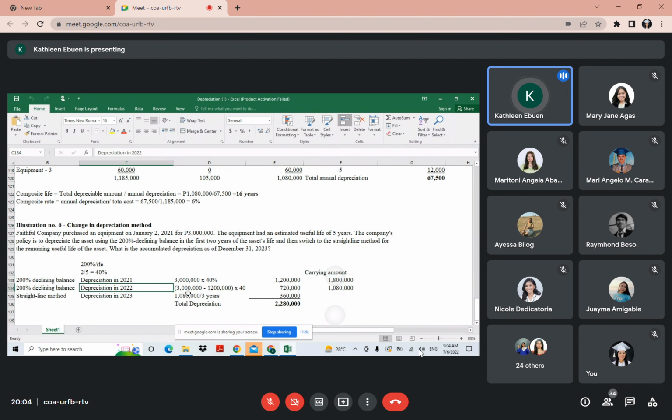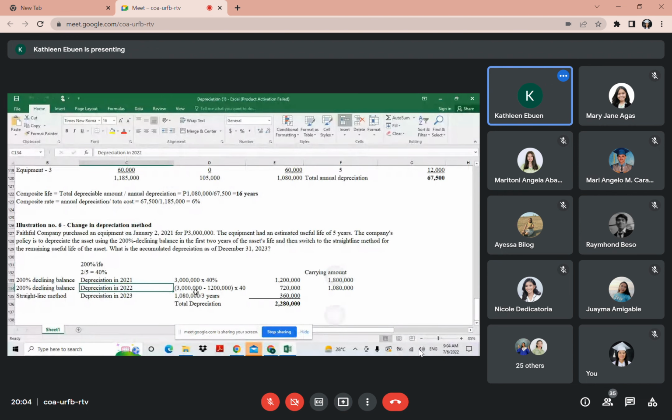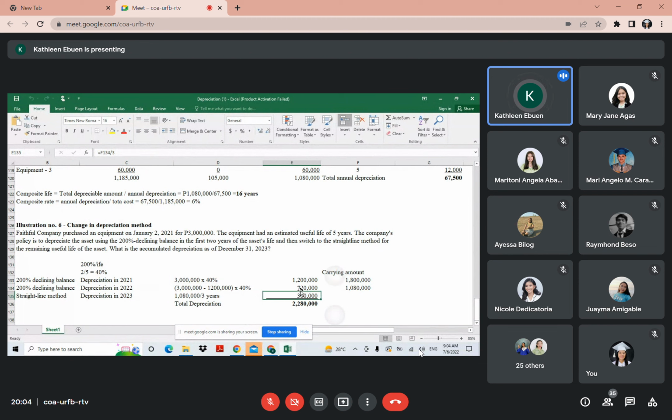The second year, so double declining pa rin. So 3 million less 1.2 million and then multiply to 40% na double declining rate. We'll get 720,000 na depreciation on 2022 and the carrying amount will be 1,080,000.